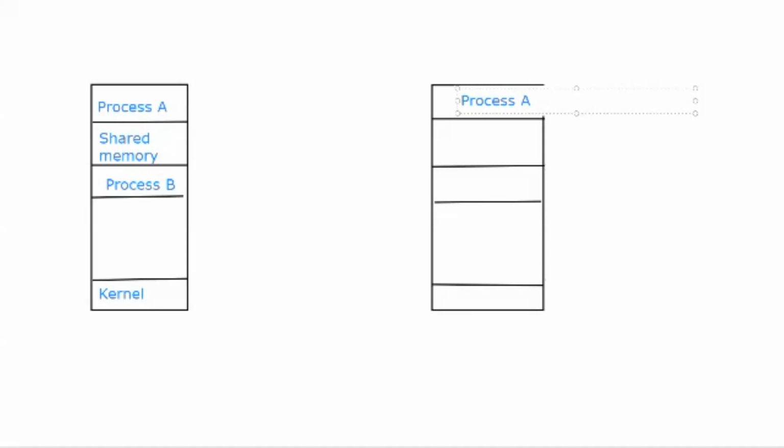And again here it is process B. Then we will write kernel. Now what is this diagram? Shared memory and message passing. Those who want can draw this in your notebook also.